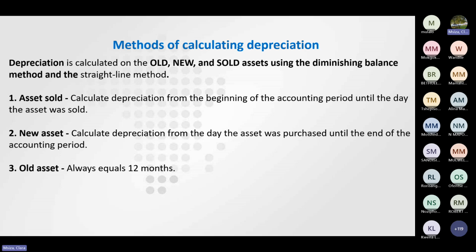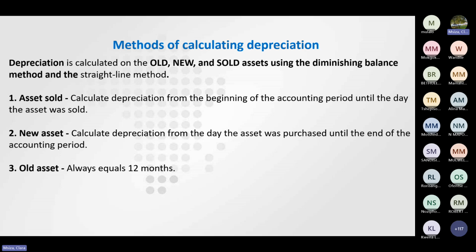So when the asset is sold, calculate depreciation from the beginning of the accounting period until the date that the asset was sold. So let's say this asset has been with us for 3 years and our year is from 1 Jan to 31st December, and we decide to sell this asset on the 31st of March. Meaning that you'll need to depreciate it for 3 months because that's when we sold the asset. The remaining 9 months, it means that asset has already been out of our books.